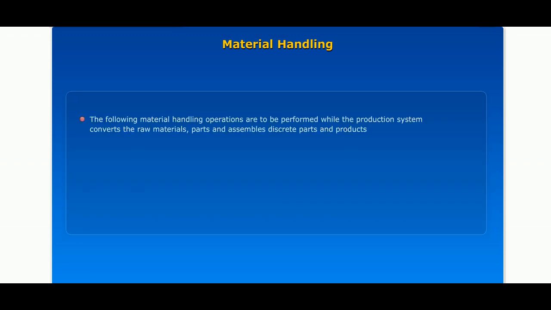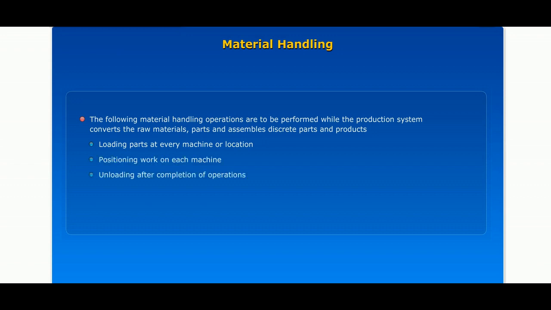Material handling. The following material handling operations are to be performed while the production system converts the raw materials, parts, and assembles discrete parts and products. Loading parts at every machine or location. Positioning work on each machine. Unloading after completion of operations. Moving the parts from one station to other or to the store or warehouse. Temporary storage between the stations or machines.